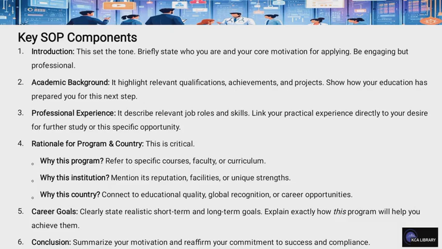And the rationale for program and country, this is actually critical. And this talks about why this program, referring to specific courses, faculties, or curriculum. And another is why this institution, and this is mentioning its reputation, facilities, or unique strengths. And the last one is why this country. And it talks about connecting to educational quality, global recognition, and also career opportunities.